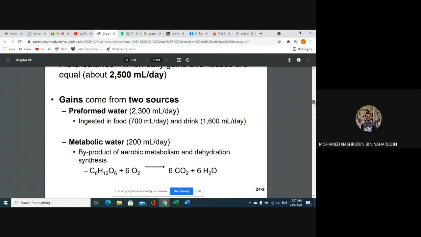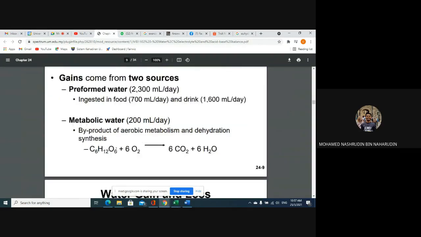This is carbohydrate plus oxygen. This is aerobic respiration, the aerobic way, or oxidative phosphorylation, in producing ATP generally. So carbohydrate and oxygen will produce 6 molecules of carbon dioxide and also 6 molecules of water as a byproduct to produce adenosine triphosphate. Okay, so this is metabolic water.